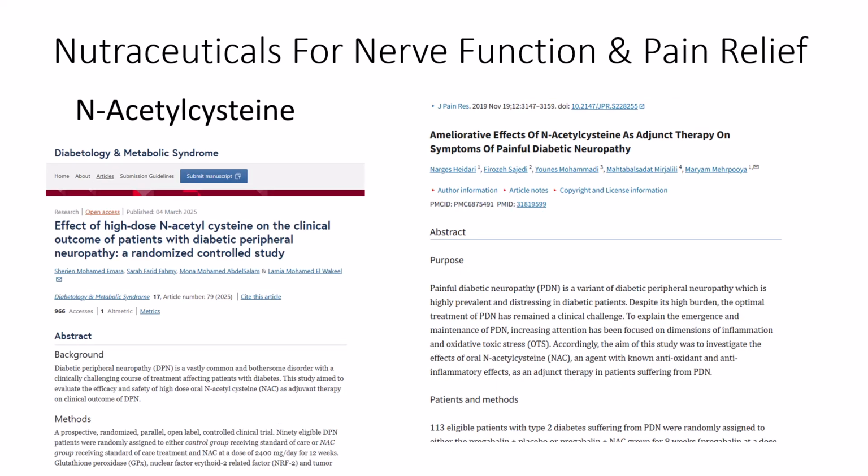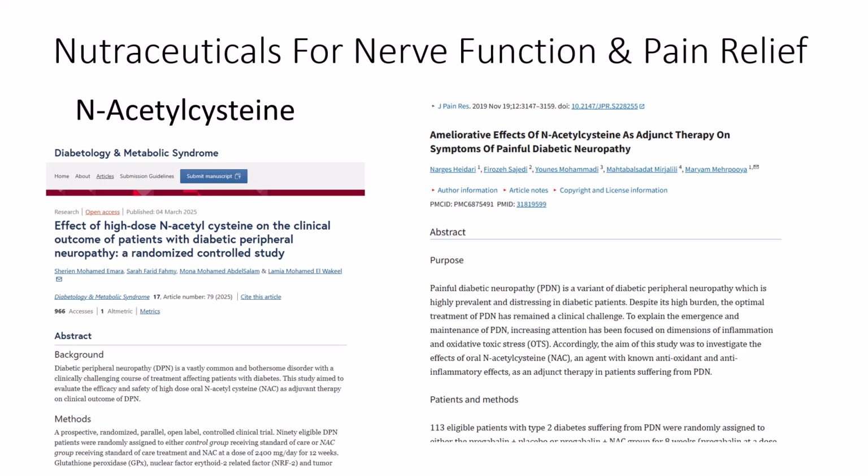N-acetylcysteine is another nutraceutical that helps neuropathies. In the study on the left, the authors conclude high-dose NAC, or N-acetylcysteine, administered for 12 weeks, modulated inflammation and improved clinical outcomes of diabetic peripheral neuropathy, reflected by a decline in neuropathy and pain scores and an improvement in quality of life.